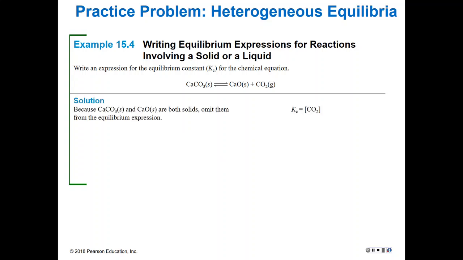So if we're looking here at this, the Kc for this reaction would simply be Kc equals the concentration of carbon dioxide taken to the first power, because we're ignoring the solid here and the solid here. Those just get ignored, okay? Makes it a little bit easier, in my opinion.